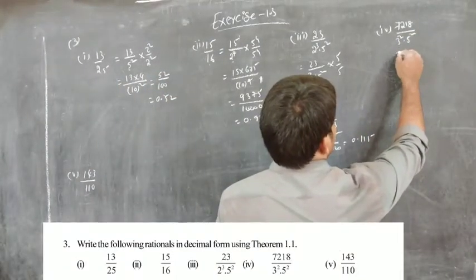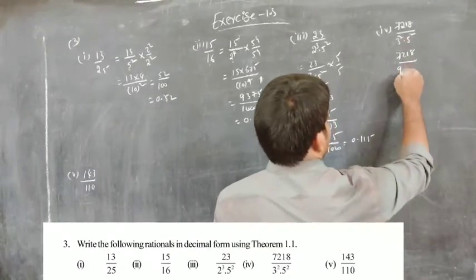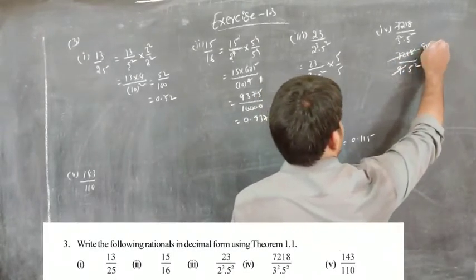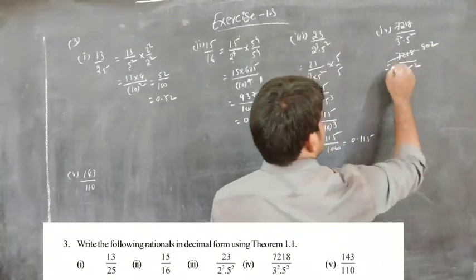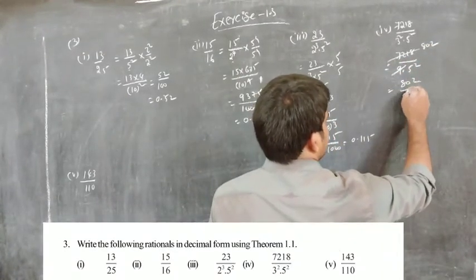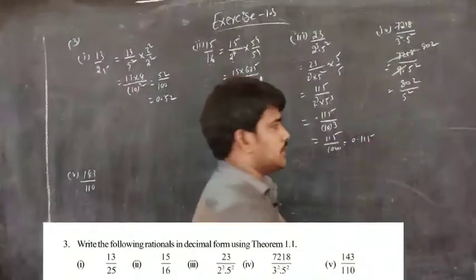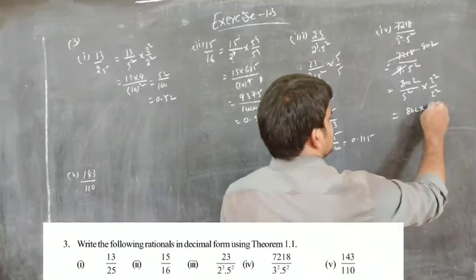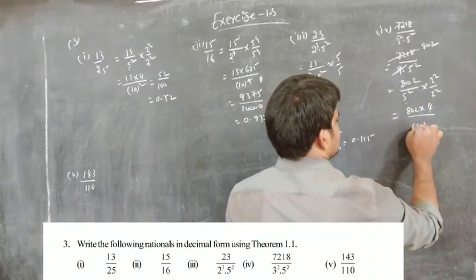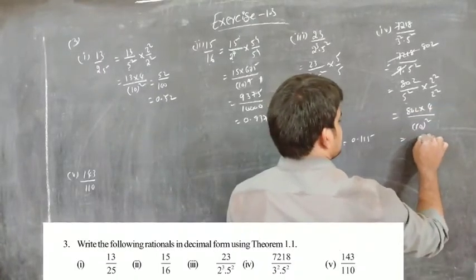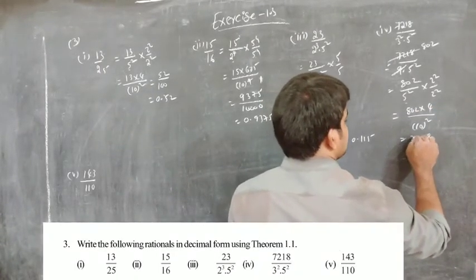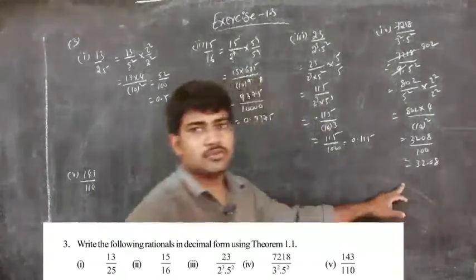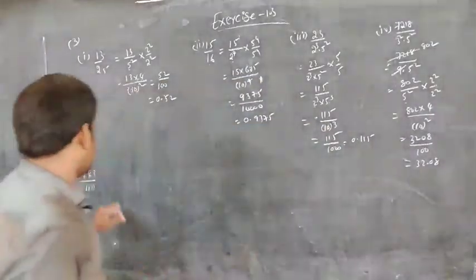Next one, 7218 by 3 square, value 9, into 5 square. The 9 table cancels. 9 8s are 72, 0, 9 2s are 18. So it equals 802 by 5 square. Here we have only 5 square, so we still need 2 square. Multiplying by 2 square by 2 square gives 802 into 2 square, value 4, over 5 2s are 10 whole square. 4 2s are 8, 0, 4 8s are 32, by 100. So 32.08 is the answer.